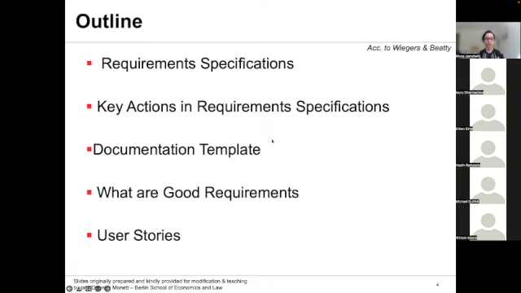Now, this is the outline: the basic definition of requirements specification, followed by what are the key actions in requirements specification. We are going to touch upon the documentation templates that are available to you at my uni as well. And what are the characteristics of good requirements. And at the end, we'll touch upon user stories. Now, I don't think that you are going to be making user stories in the SRS documents that are available. That's mainly based on use cases. But obviously, it's a very important concept of analyzing and specifying the requirements. So we'll touch upon that as well.